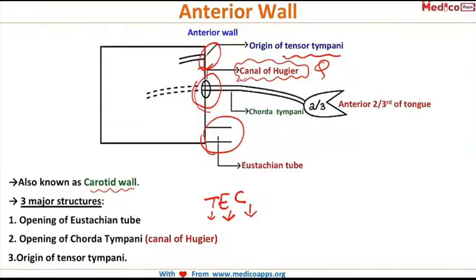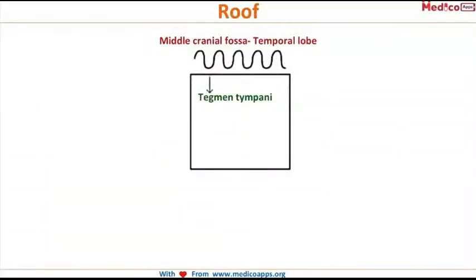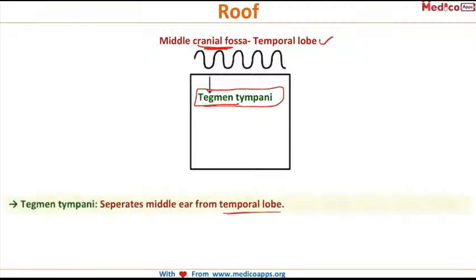Now let's look at the roof of the middle ear. The important structure we are looking at here is the tegmen tympani, and it separates the roof from the middle cranial fossa, mainly from the temporal lobe. So tegmen tympani separates middle ear from the temporal lobe. Please remember this.